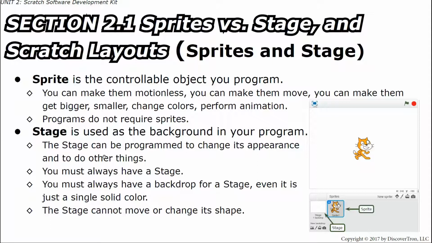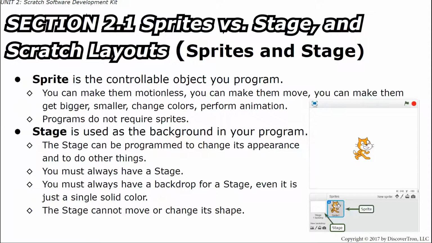Let's see, major bullet points. The stage can be programmed to change its appearance and to do other things. You always have to have a stage. No matter what you do, you always will have to have a stage. You always have to have a backdrop for the stage. It doesn't have to have anything in it, but there will have to be a backdrop for the stage. So you can't go through and delete those. If you want a blank background, I would just put a giant blank white rectangle in the background, and that could host your background image.